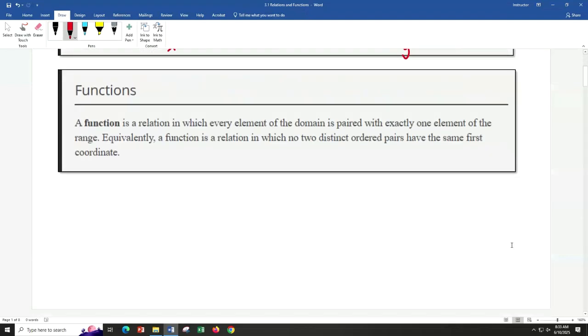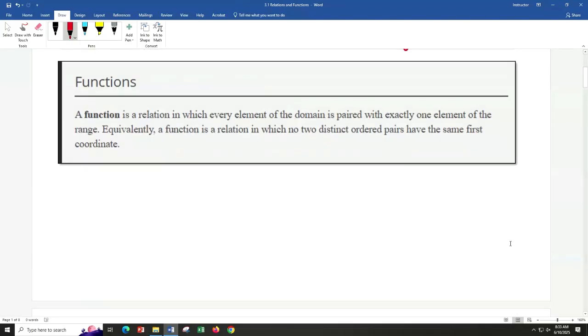I'm going to give you a little graphic here in just a second. It's in your notes. I'm going to do the best I can on this; I draw way better at home on my iPad. A function is a relation in which every element of the domain is paired with exactly one element of the range. Equivalently, a function is a relation in which no two distinct ordered pairs have the same first coordinate. What that's saying, in less mathy terms, is you can't have the same X value more than once.